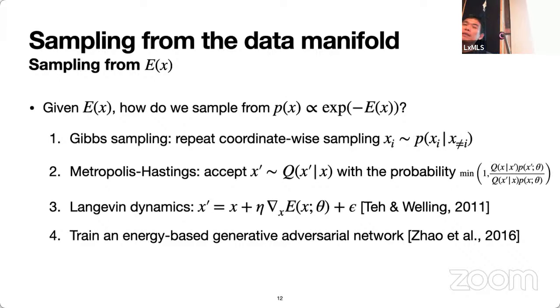If our X, the input, is going to be continuous, and if our energy function is differentiable with respect to the input, we can rely on some of the dynamics. We can rely on the gradient in order to do more efficient sampling. And of course, being machine learning people, we should be able to train yet another machine learning model to sample from a given distribution as well.